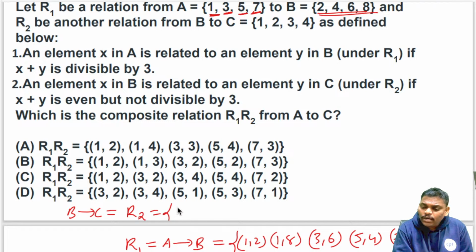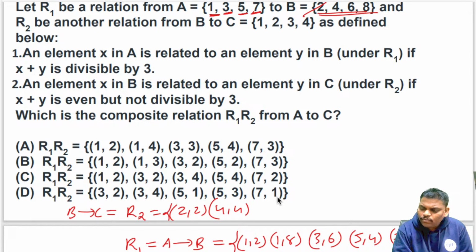Let's start: 2, 1, 3, not even, no. 2, 2, 4, even, yes, and not divisible by 3, so yes. Next one, 2, 3, 5, not even. 2, 4, 6, even but divisible by 3, so don't take. So 2 is over. Go to 4. 4, 1, no. 4, 2, 6, even but divisible by 3, so don't write. 4, 3, 7, no. 4, 4, 8, yes, fine.